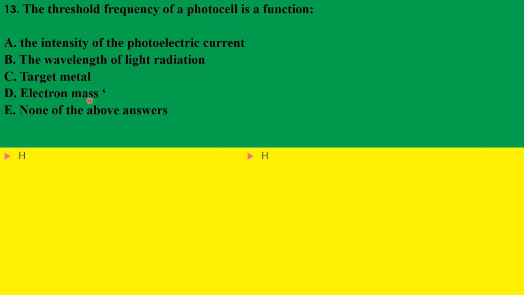In that particular case, that would make sense, but the mass of electrons does not vary, so this makes no sense. None of the above is out. All right, so our answer is actually C, target metal. Good.